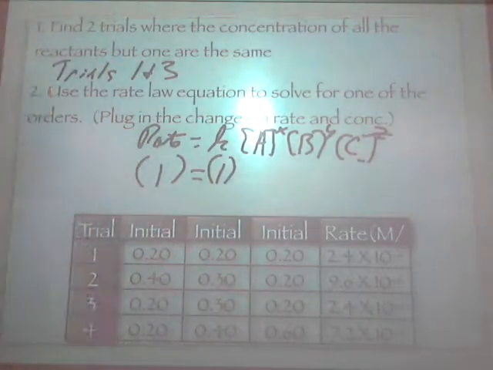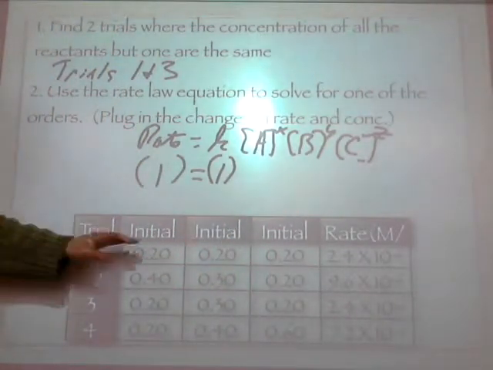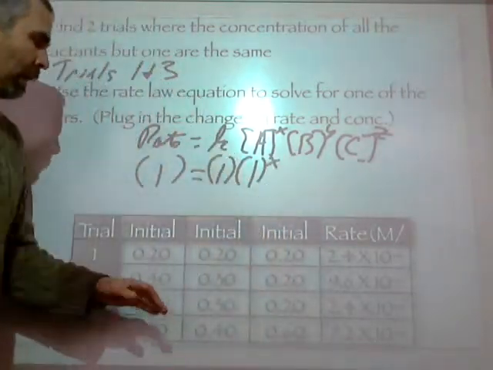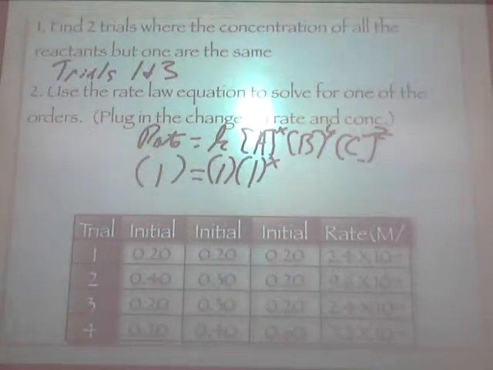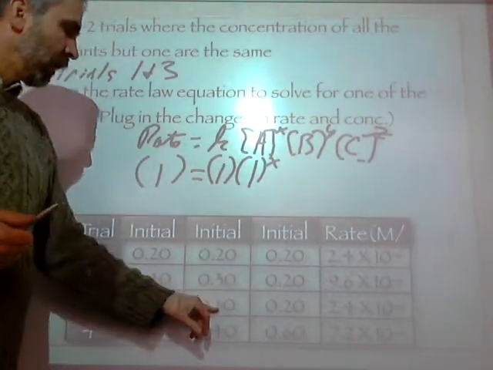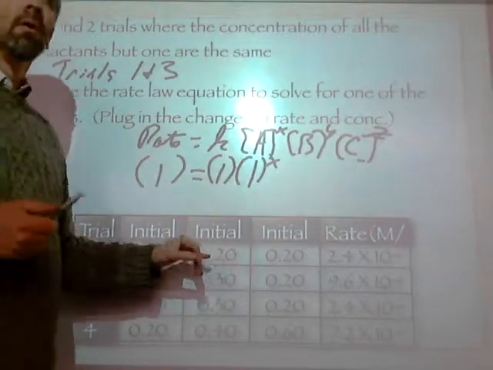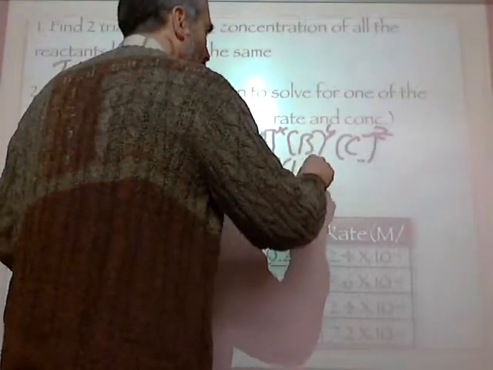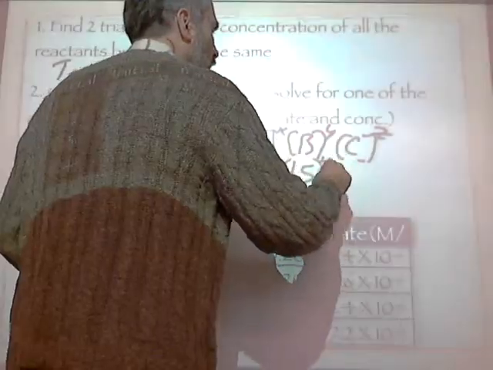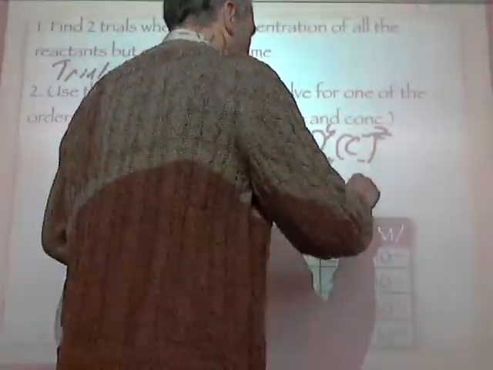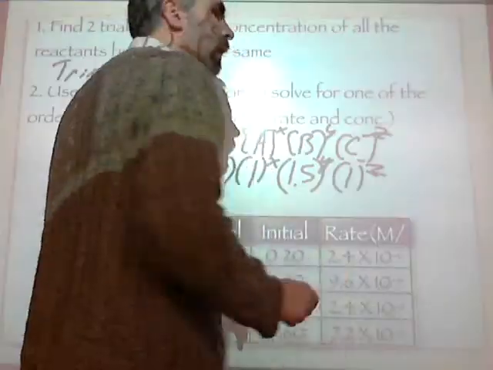A. What happened to A between trials 1 and 3? Nothing. It's 1 raised to the X power. What happened to B between trials 1 and 3? What factor did it go up by? Not 0.1. 0.3 is how much bigger than 0.2? What would I multiply 0.2 by to get 0.3? 1.5. Raised to the Y power. And finally, C did not change. Raised to the Z power.